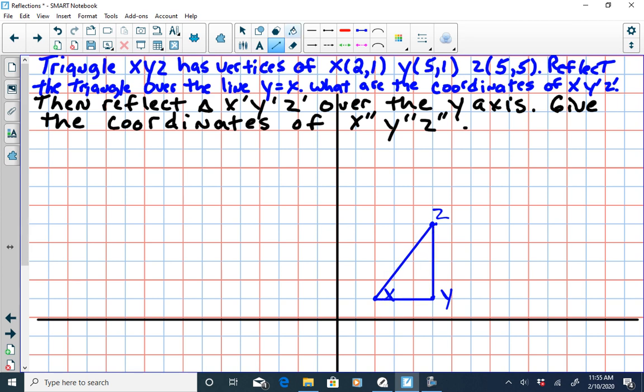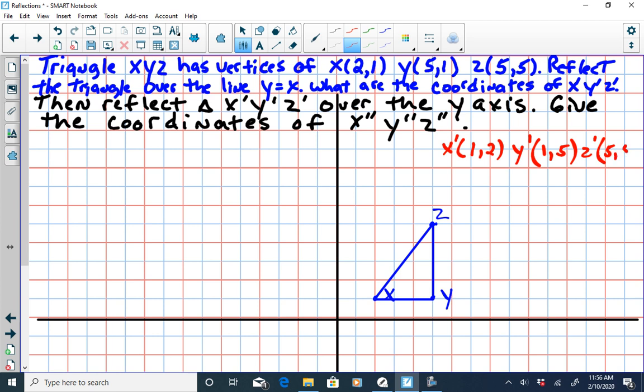Okay. Now, we want to reflect that first over the line y is equal to x. So we just did a problem where we know that the y value becomes our x value, and the x value becomes the y value, right? So let's do this in a different color. So we have x prime, right? X prime, we flip-flop x and y, that becomes 1, 2 for x prime, right? 2, 1 becomes 1, 2. Y prime, let's see, 5, 1 will become 1, 5. And z prime, let's see, 5, 5 becomes 5, 5, so that doesn't change a bit.